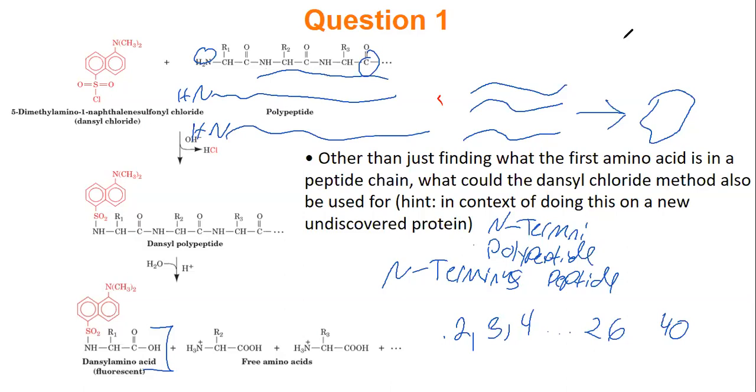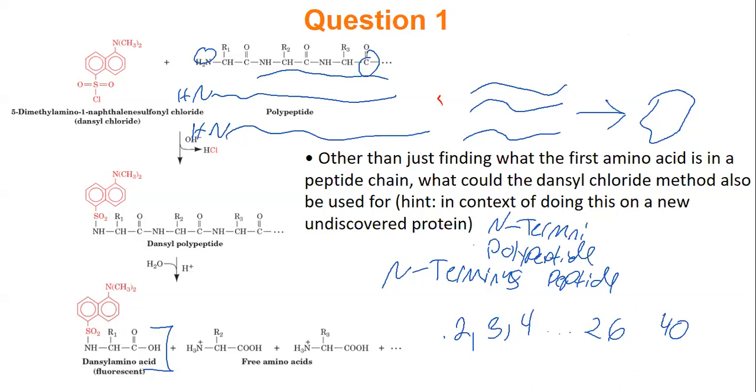Yeah, the answer is to determine how many N-termini are in a protein. That's like the other reason. I mean, reason number one why you'd use this is to sequence the N-termini. Reason number two, to find out how many polypeptide chains are in your protein. Not really used that I know of all that much. That doesn't mean people don't do that anymore.